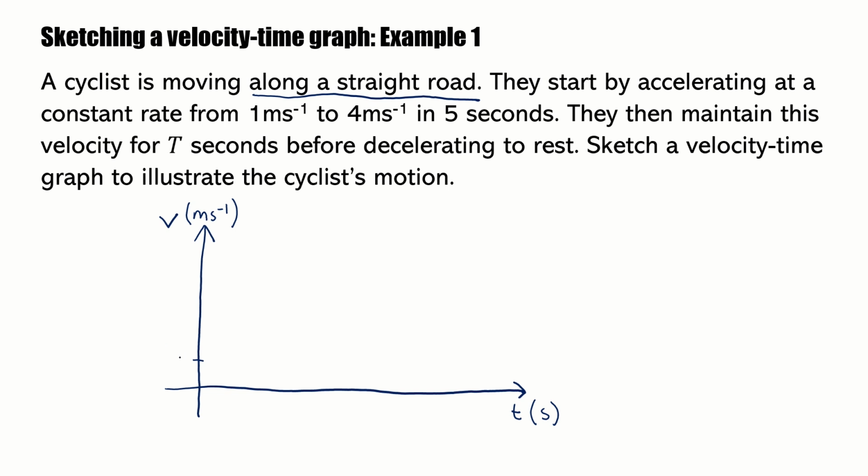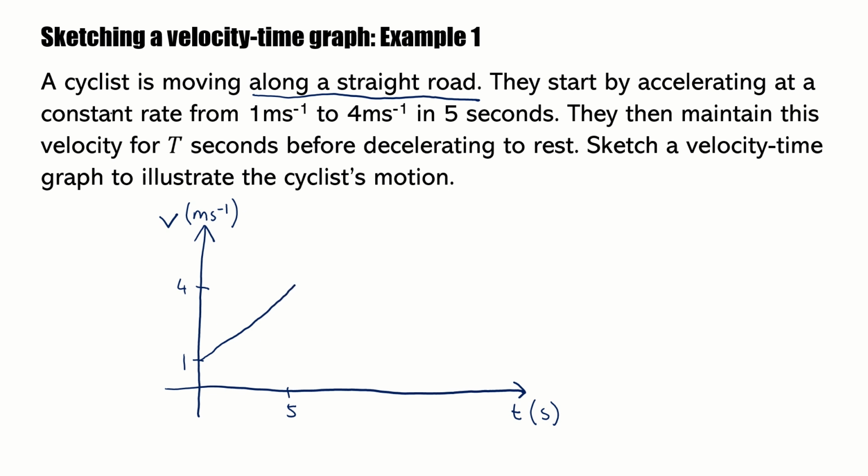So, if we're starting off with a velocity of 1 meters per second, it's almost like what we would call the y-intercept before. By now, I guess you could call it the v-intercept, if you will. And then it's going to go from 1 meters per second to 4 meters per second in 5 seconds. So by the time it reaches 5 seconds, it would have reached 4 meters per second. So therefore, we're effectively going from the coordinates 0, 1 to 5, 4. So I'm going to draw a line doing that.